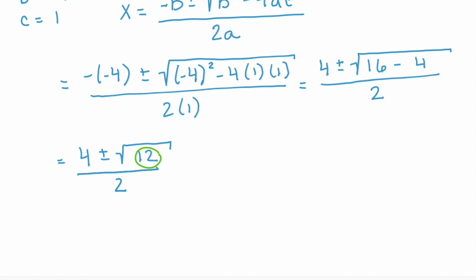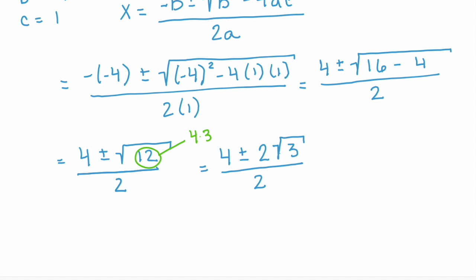Now 12 is the same as 4 times 3. So we can take the square root of 4, but not the square root of 3. So our 4 stays here in the front, plus or minus. We take the square root of 4, and that's 2. And left behind is the square root of 3. And it's divided by 2.